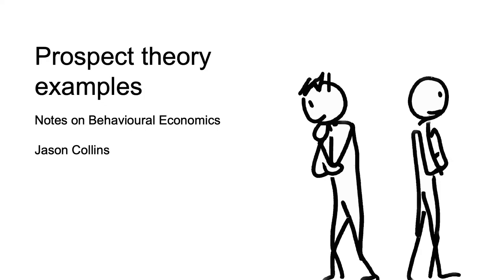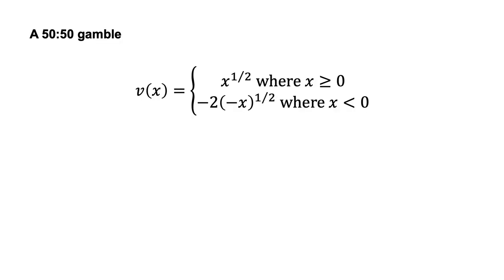This video presents a series of mathematical examples of the application of prospect theory. Example 1. A 50-50 gamble. Suppose Albie has the following reference-dependent value function.